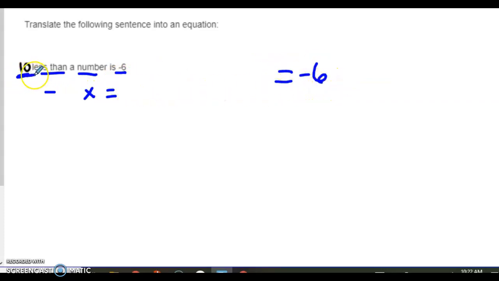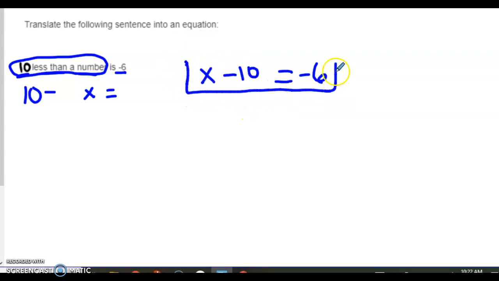Now this part's a little bit tricky. 10 less than a number. Our natural tendency is just to write it in the order it comes and say 10 minus x. But that's actually not correct because we want 10 less than the number. So if the number is x, we want 10 less than that, which means we have to subtract 10 off of that number. So that one's a little bit tricky, but you actually have to switch the order in order to get the correct equation.